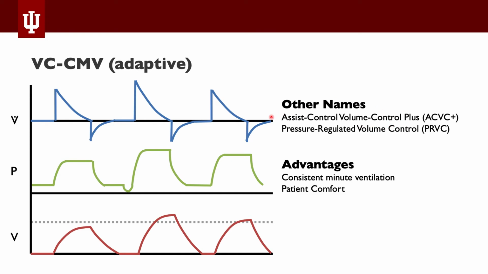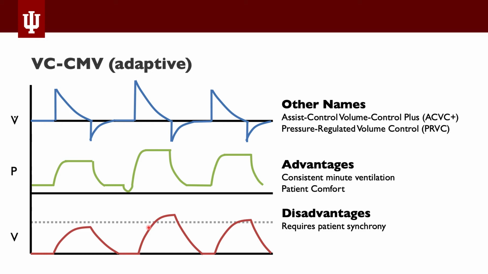The advantages are, of course, the consistent minute ventilation and the patient comfort. So we're kind of getting the best of both worlds. I think the disadvantages are really that it requires patient synchrony. So if you have a patient who's making a huge inspiratory effort on one and then maybe expiring during another breath, this could be all over the place. So you really need a patient who is synchronous with the ventilator in order for this to work.